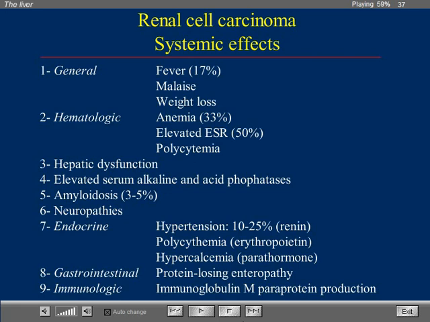In addition to hepatic dysfunction, we may see elevation of the serum phosphatase, both the alkaline as well as the acid. There may be amyloidosis in 3 to 5%. Neurological manifestations have been described, as well as endocrinological manifestations such as hypertension in 10 to 25%, polycythemia, the presence of hypercalcemia, and the presence of protein-losing enteropathy. Immunological abnormalities can be observed also with renal cell carcinoma.